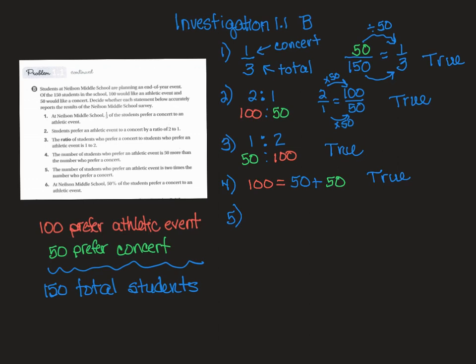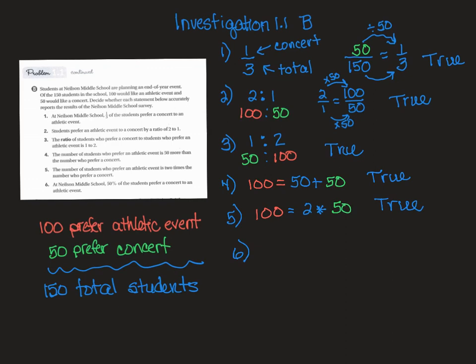The number of students who prefer an athletic event is twice the number, 2 times the number who prefer a concert. Well, let's see. Okay, the athletic number is 100. Okay, and so we want to know, is that 2 times the number of the concert? Well, that looks like that is true. The students that prefer an athletic event is 2 times greater than those who prefer a concert. That one is also true. Okay, last one is number 6.